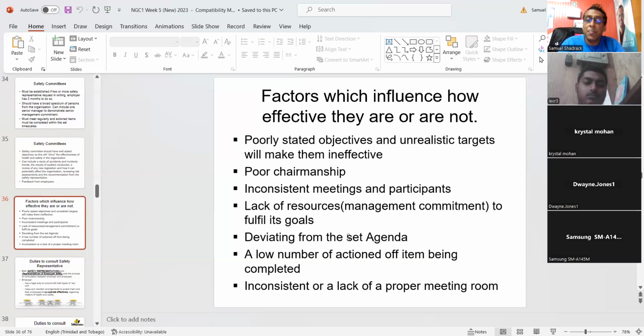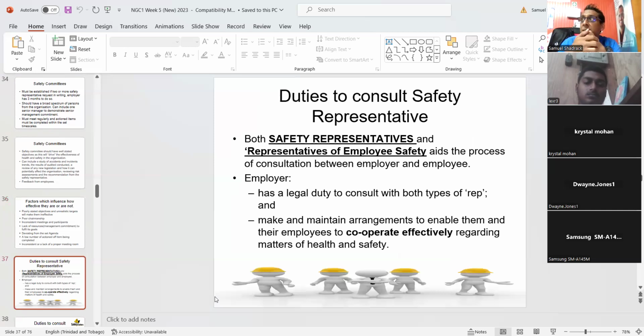Deviating from your agenda. If you have a low number of action items, a lot of people ask for things in the committee or in the company and none of it has been met, it defeats the purpose of the committee. If you have an inconsistent or lack of a proper meeting room, those things defeat your committee.